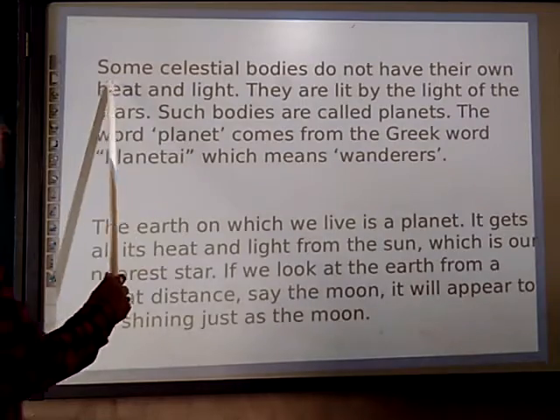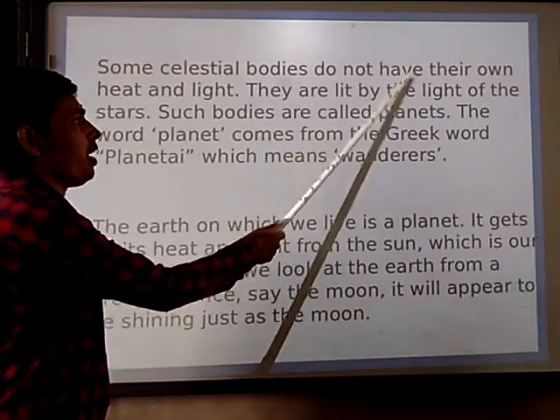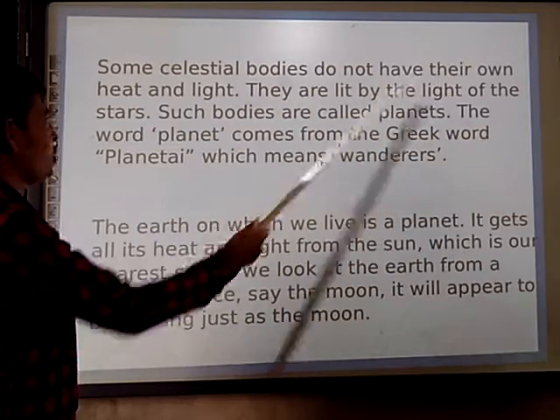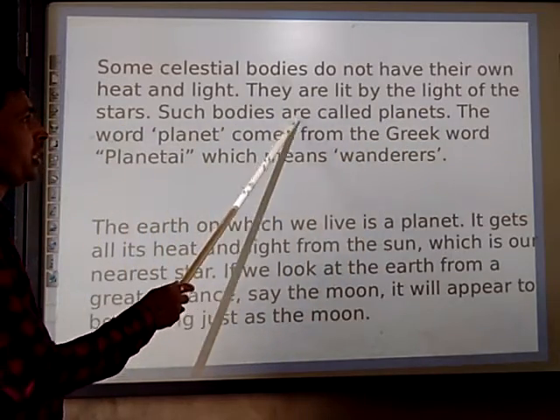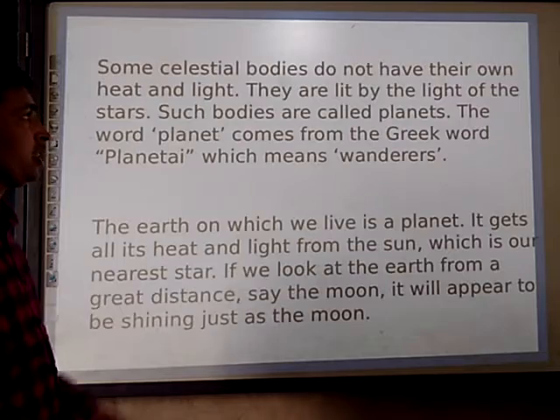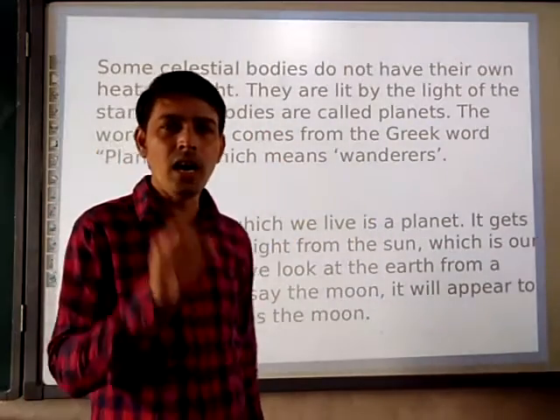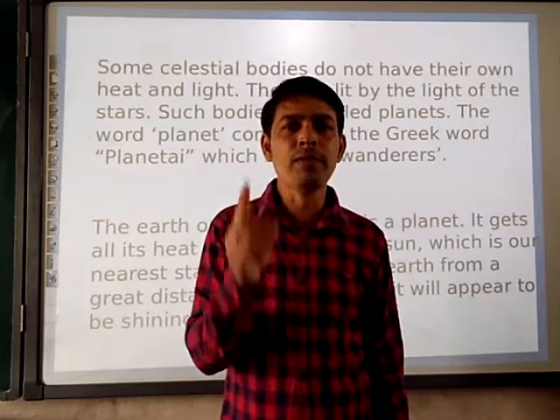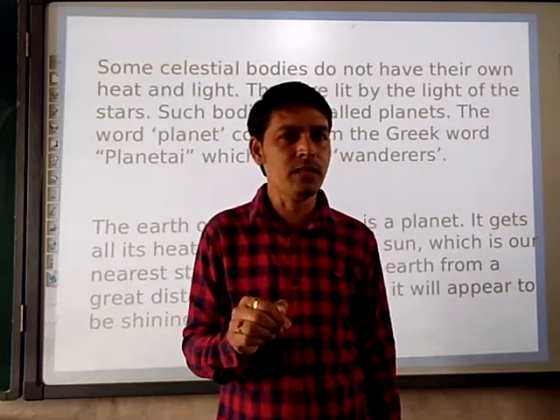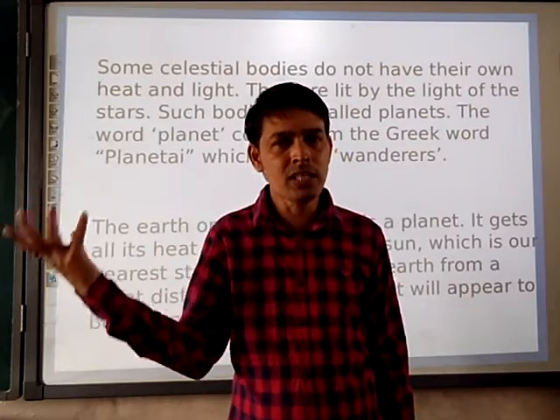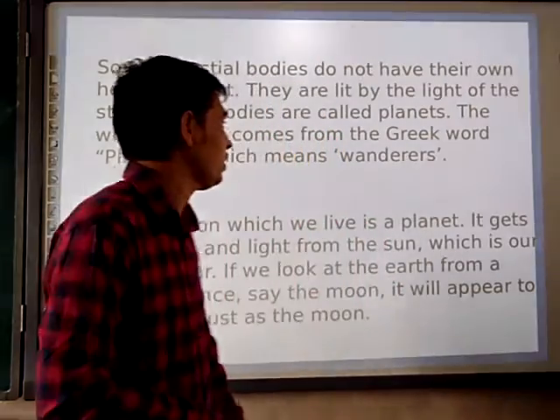Next, some celestial bodies do not have their own heat and light. They are lit by the light of a star. Such bodies are called planets. So here we are going to see what planets are. Our mother Earth is one of the planets in the solar system. We are going to see which language the word planet comes from and what it means.